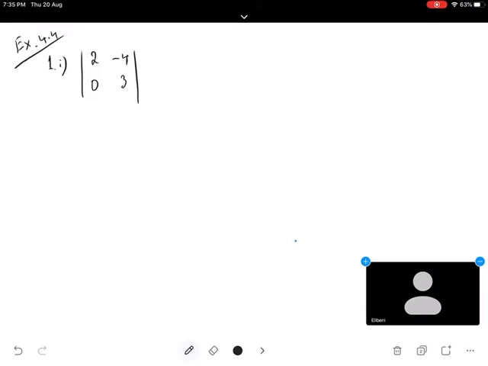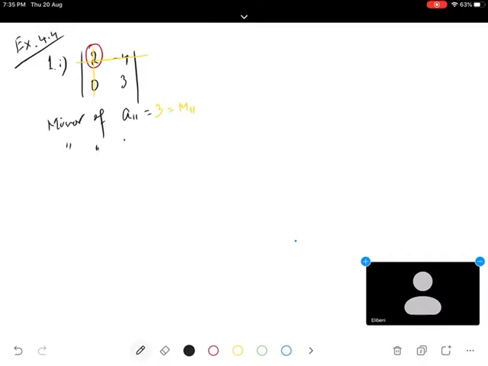Okay, so first thing, minor. Suppose let's find the minor of one by one. We'll find the minor of this element, A11, first row, first column. Now what is the minor of this one? So what you will do is draw a vertical line and a horizontal line. Whatever element remains, that is your minor. Understood? And it is denoted by M11.